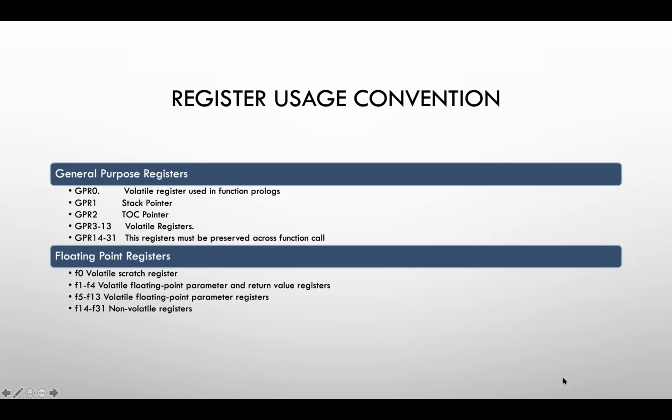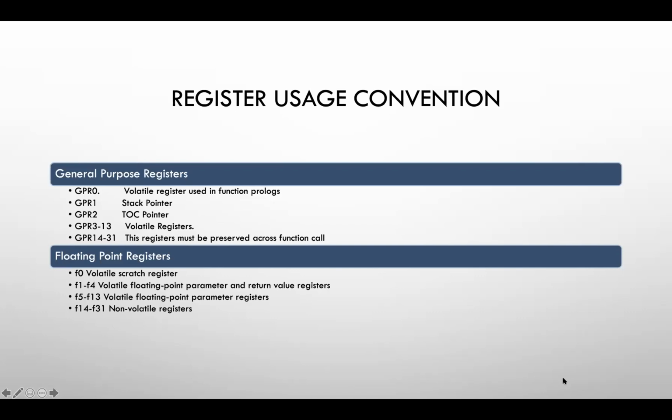When we say a register is volatile, what it means is that when you call from one routine to another, say function A has invoked function B, then when you come to function B from A, you can't expect GPR0 to have some particular value. Take another example: A calls B, and then from B you call C and then go back to A. When it comes back to A, you can't expect R0 to have some value.